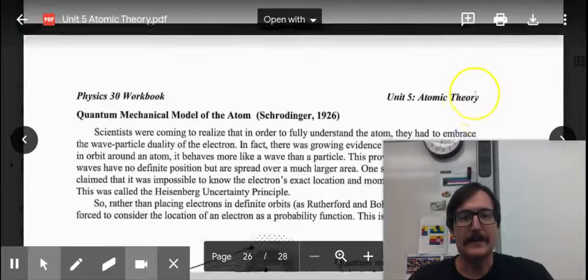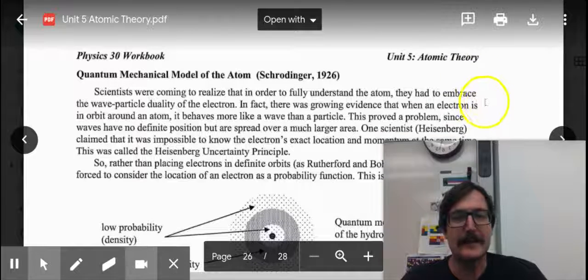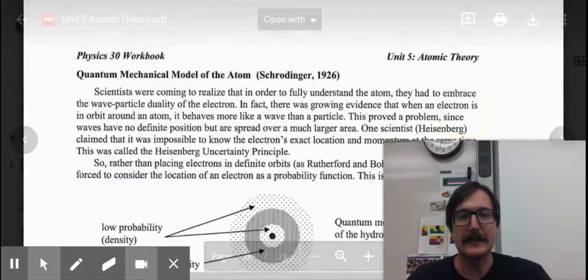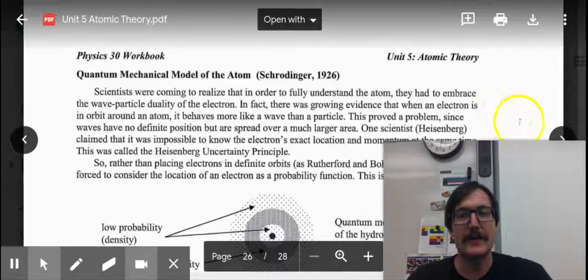All right, quantum mechanical model of the atom, Schrödinger, 1926. Scientists were coming to realize that in order to fully understand the atom, they had to embrace the wave-particle duality of the electron. In fact, there was growing evidence that when an electron is in an orbit around an atom, it behaves more like a wave than a particle. This proved a problem, since waves have no definite position but are spread over a much larger area.